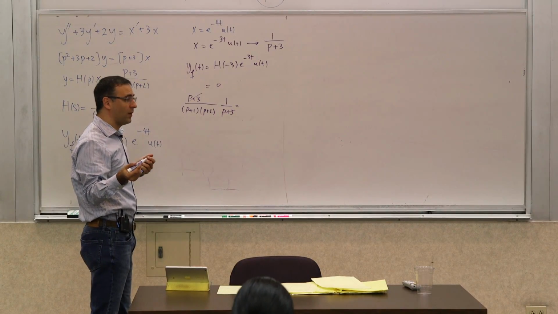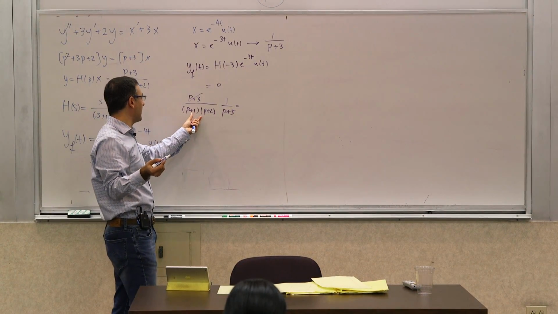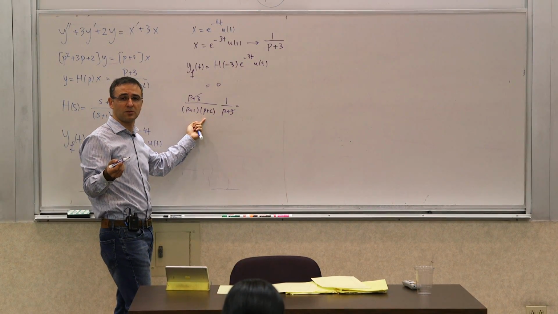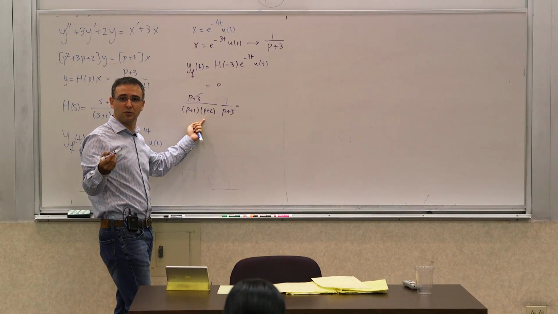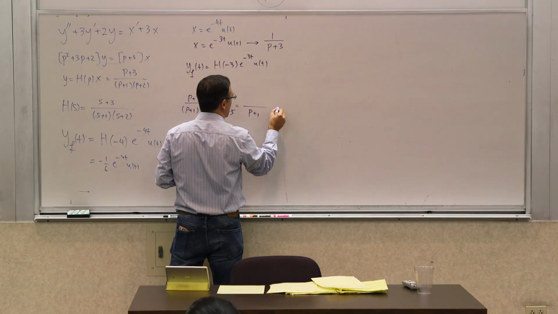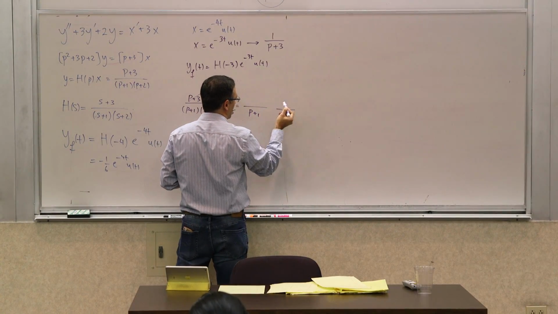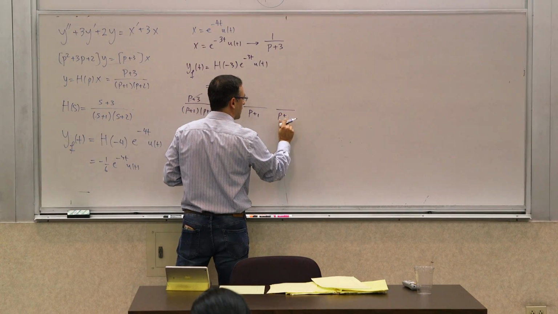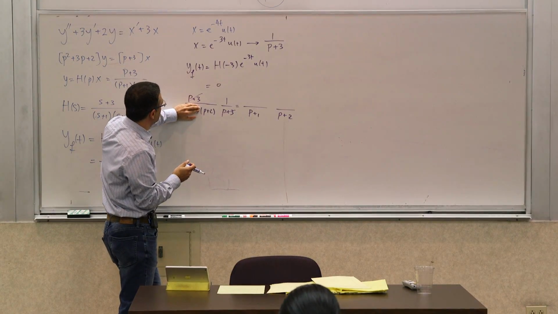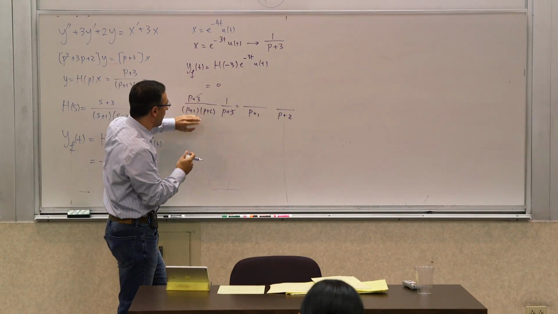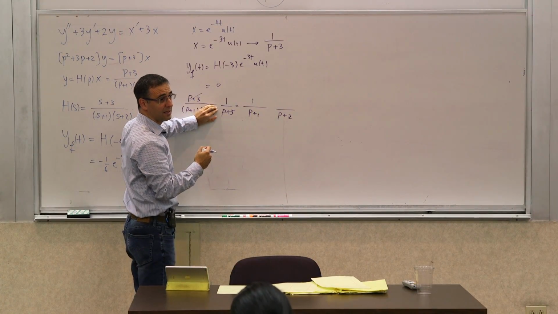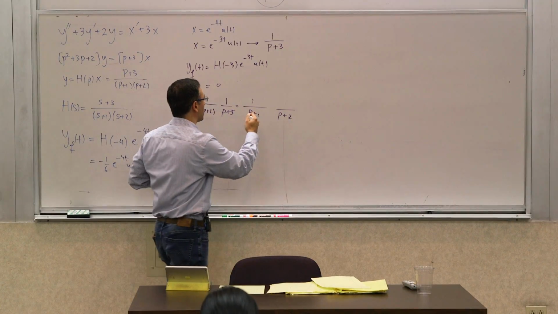So if I want to find what the response of the system is, how do I do that? If my x of p times h of p is 1 over p plus 1 times 1 over p plus 2, I do partial fraction expansion. So the partial fraction expansion for that is going to be something over p plus 1 plus or minus something over p plus 2, which is what? For p plus 1, it would be this, evaluated for p equals negative 1, which would be 1. For p plus 2, it's this, evaluated for p equals negative 2, which would be negative 1.